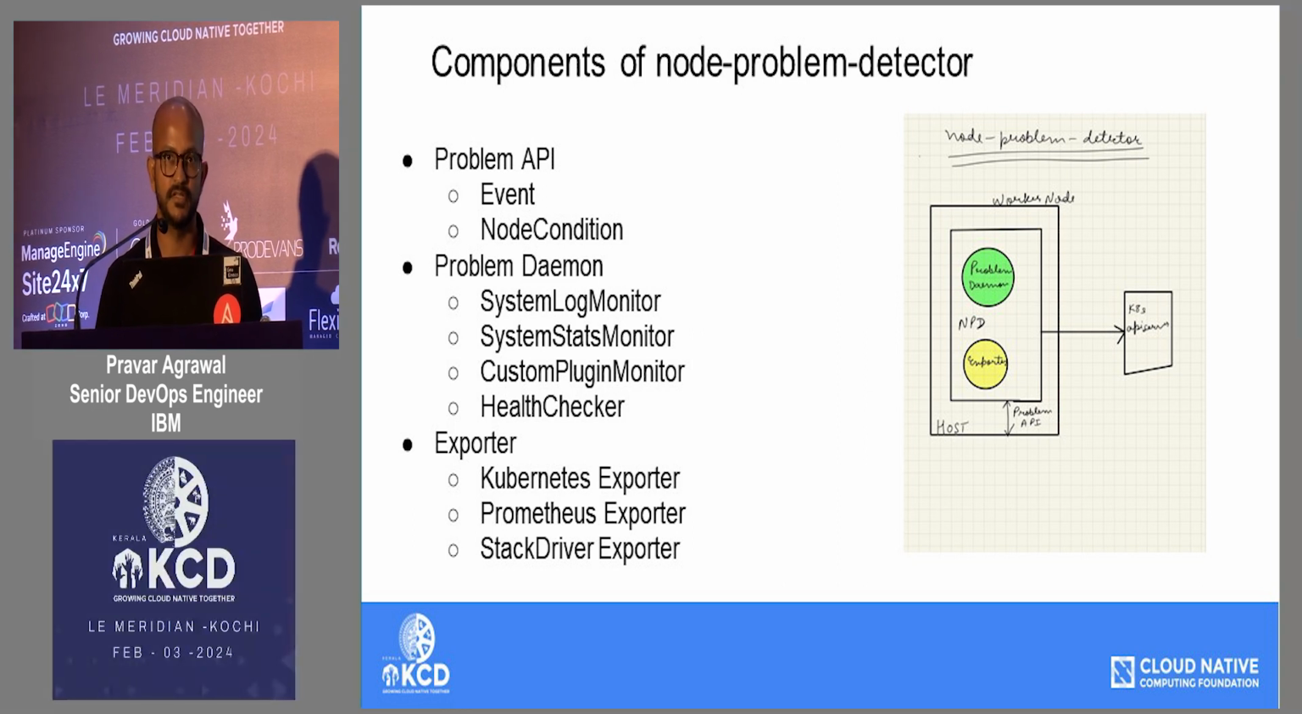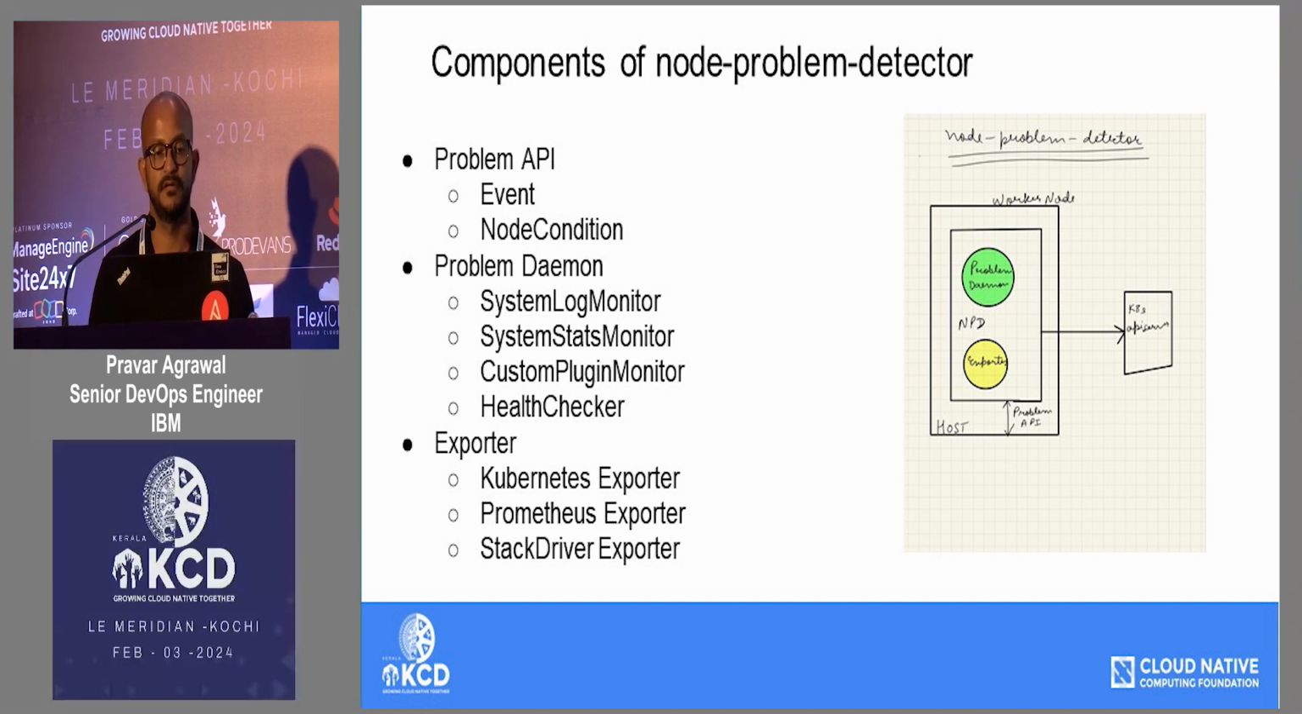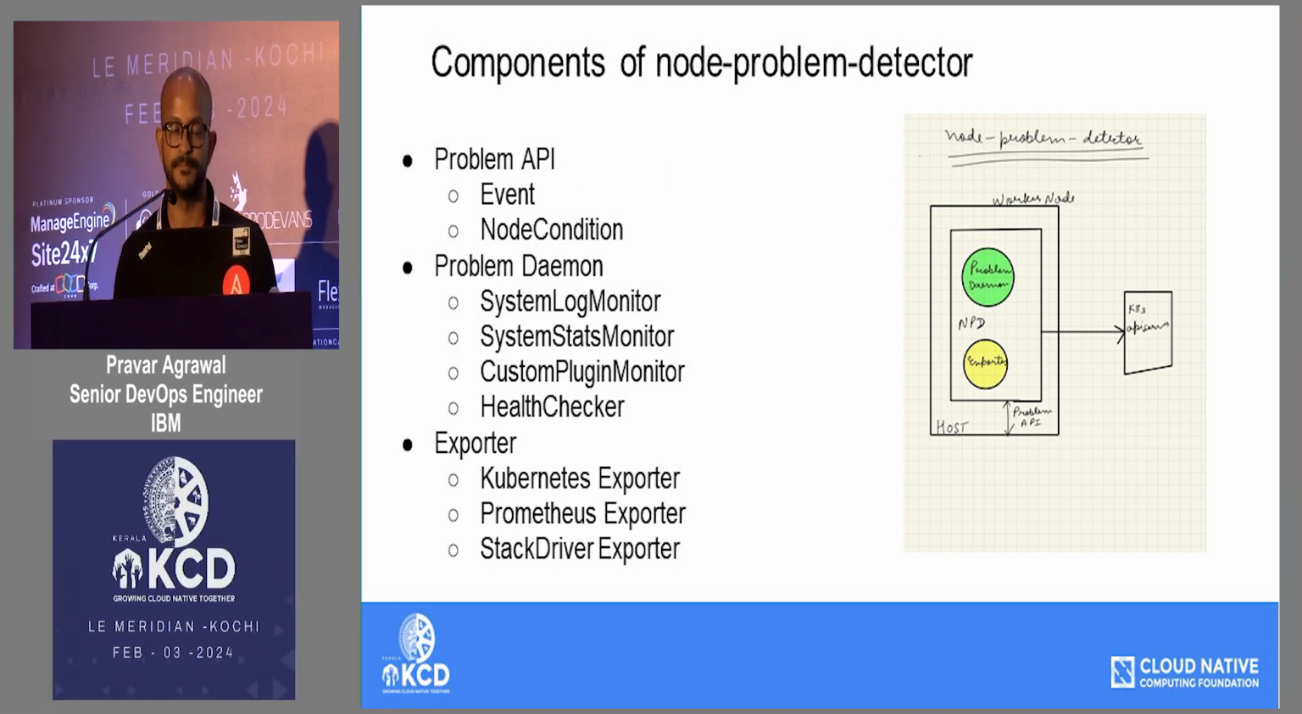And those are reported in terms of an event if it is something temporary happening, or if it is a permanent condition, it is termed as a node condition.